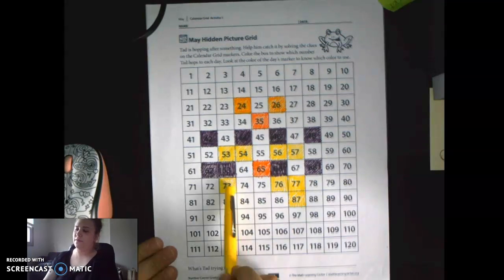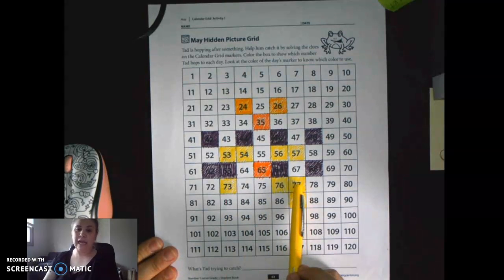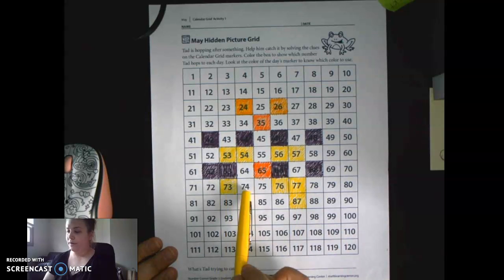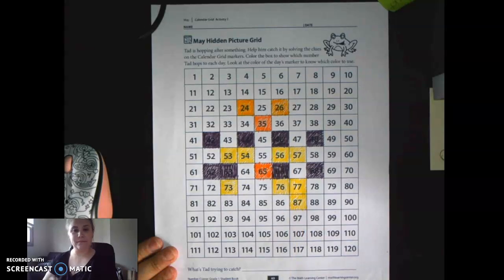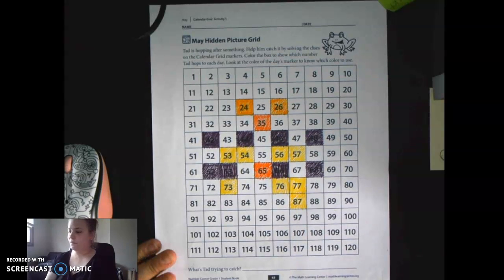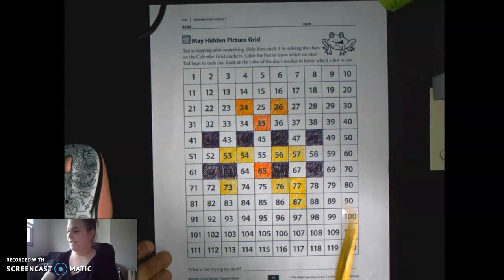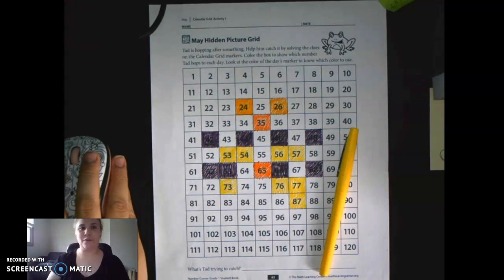So if we went from 73 to 77, did we add or did we subtract? We added. We added 1, 1, 1, 1. That's 4. So we added 4 to 73 to get 77. Let's put that on our observation grid for today.